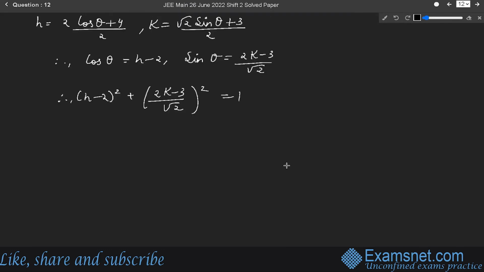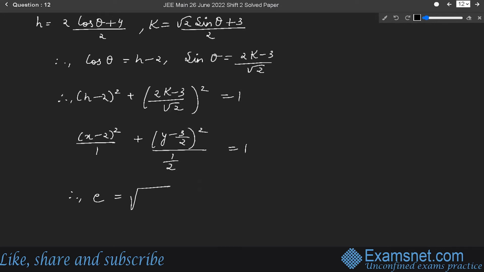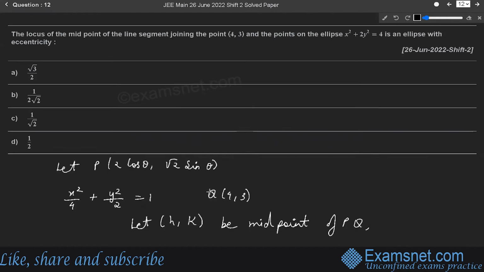So on further solving this, it will be (x minus 2) whole squared divided by 1 plus (y minus 3 by 2) whole squared divided by 1 by 2 is equal to 1. Therefore, eccentricity e will be equal to the square root of 1 minus 1 by 2, which is equal to 1 upon root 2. Hence, we can say that the eccentricity is 1 by root 2. So, the correct option is option C here.